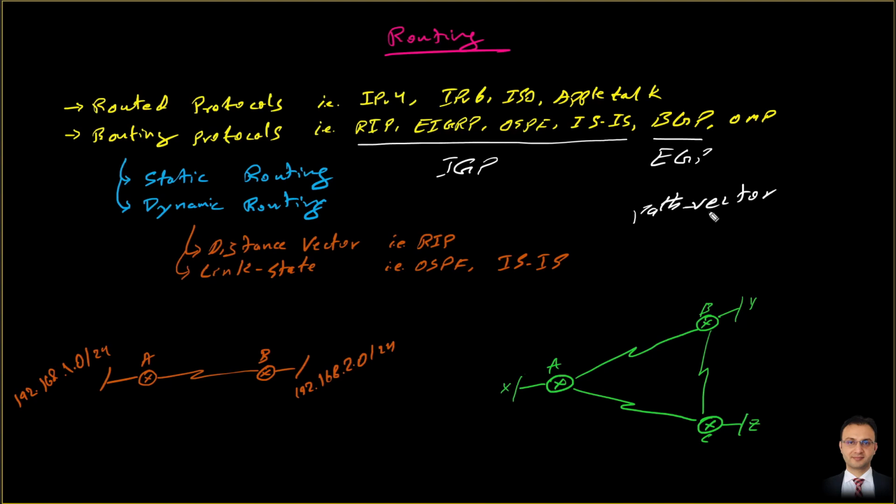And we have OMP, Overlay Management Protocol, which was initially designed by Viptela for SD-WAN, and later on Viptela was acquired by Cisco. It's a routing protocol used between vSmart and vEdges. We will come back to all of them one by one. So I guess that's the simple routing definition. Let's go ahead and start with RIP.